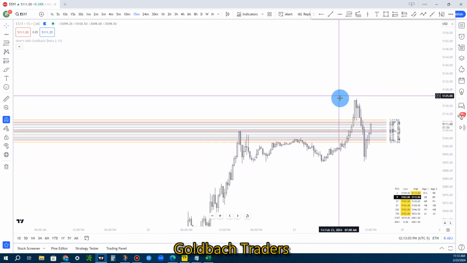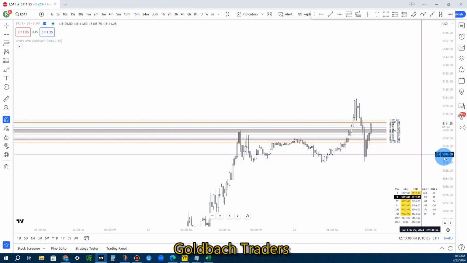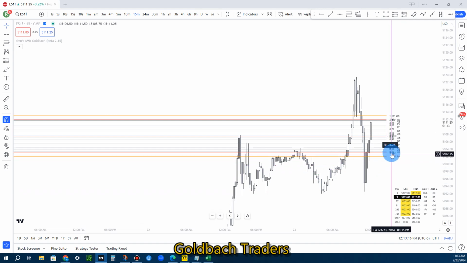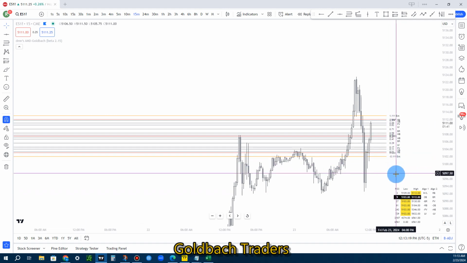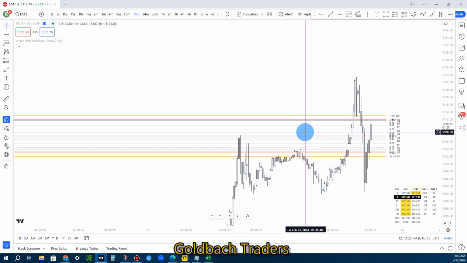For it to get down here, let me see how I can word this. For this dealing range to change for a lower number of 5103, it would have to actually start going below 5103, and then a new partition would print down here, okay? And then this one would go away.